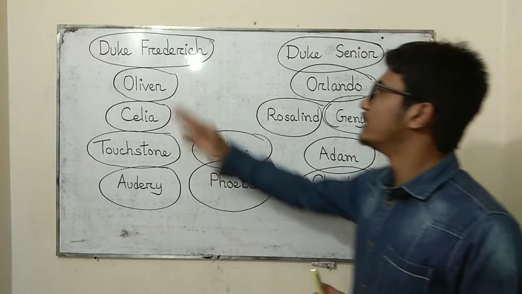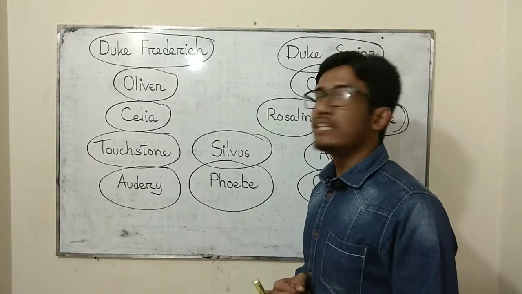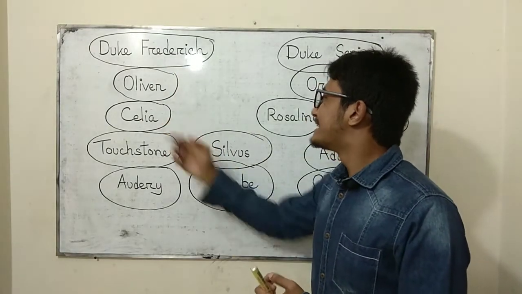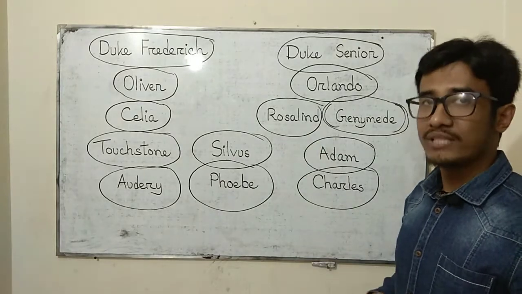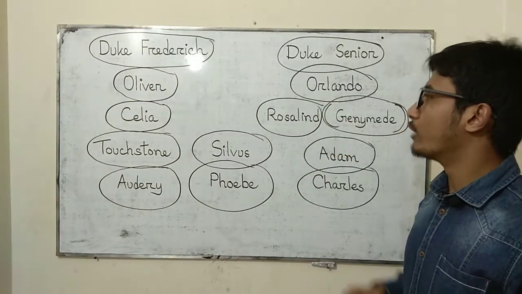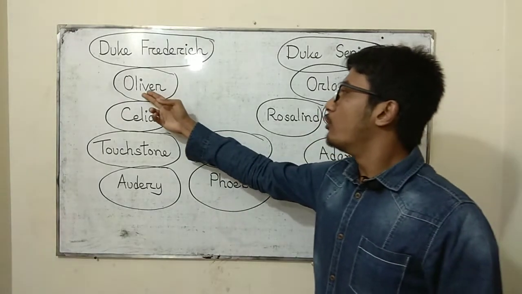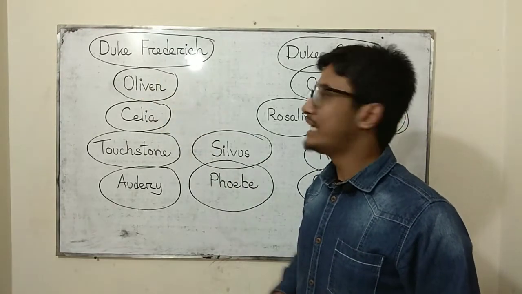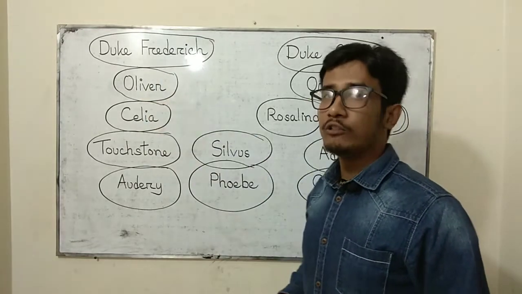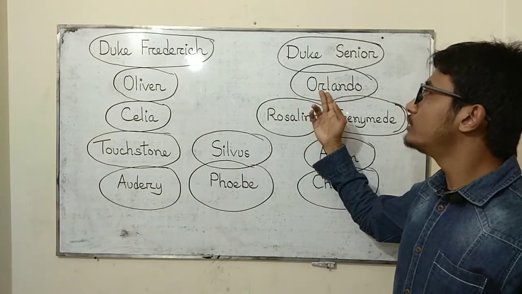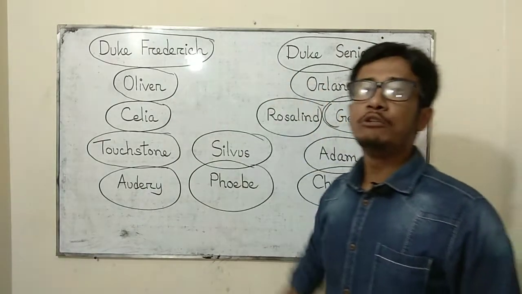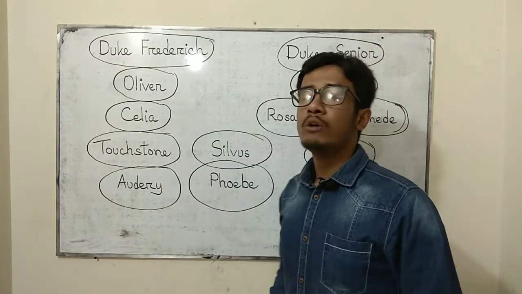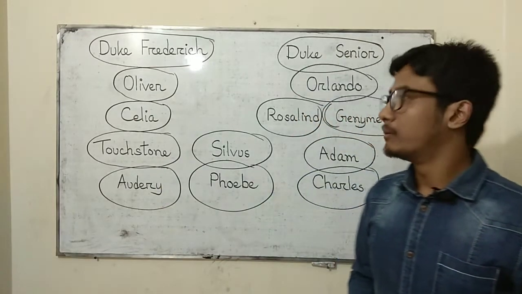In the meantime, Duke Frederick comes to know that Celia and Rosalind are obsessed with a man, and the man is Orlando. So his own brother Oliver was in the dukedom. So Duke Frederick sends Oliver to find his own brother and bring him back to Duke Frederick. So Oliver was in the forest looking for his brother.